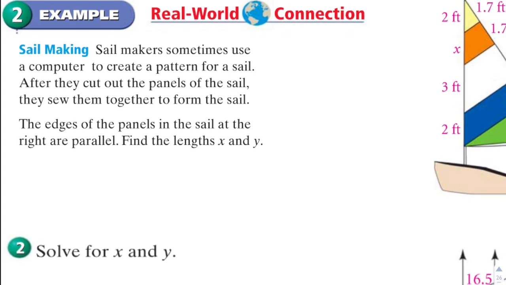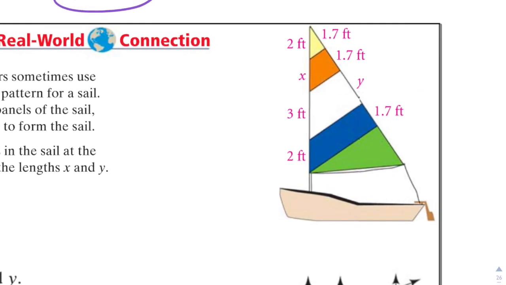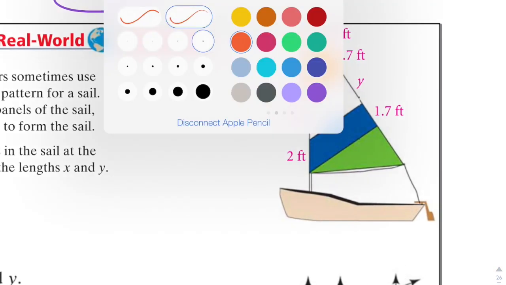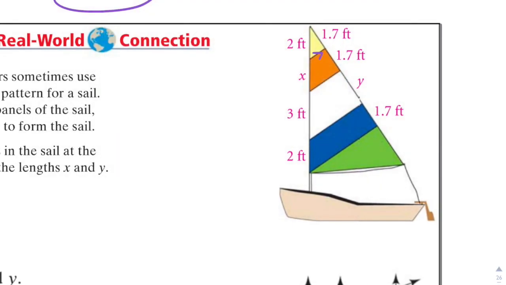The edges of the panels in the sail at the right are parallel. So what we have is some parallel lines here. We have this one parallel to this one, parallel to this one, parallel to this one. I'm using one set of tick marks because they're all parallel to one another.